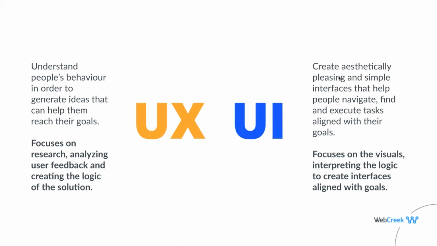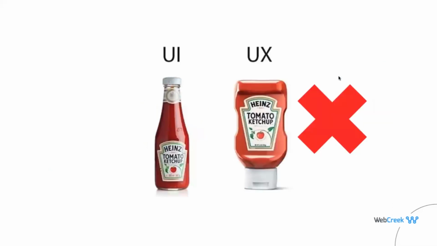So in conclusion, UX focuses on research, analyzing user feedback, and creating the logic of the solution. In the case of UI, you focus on the visuals, interpreting. It's very common that you work with UX designers to interpret the logic they came up with after their research, to create those interfaces that are aligned with goals. We're going to see how this works at WebCreek, but it's important that you guys draw the difference between these two for now.